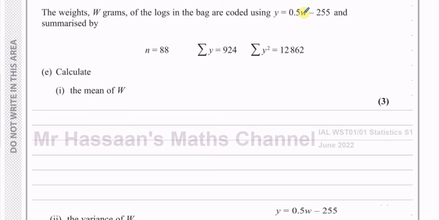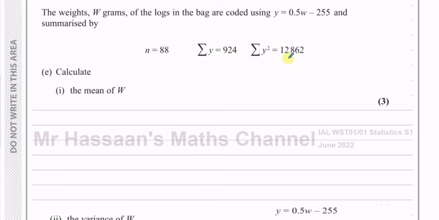and the weights are multiplied by 0.5, and then 255 is taken away from those values. So you have your W values, then you have your coded values, which are called Y, which basically whatever W was, you multiplied by 0.5 and took away 255 to give you the coded values. Then these coded values were added together, and that gave you the sum of the Y values. And then you had Y squared. So these coded Y values were squared and then added together, and that gave you the sum of Y squared. So that's the sum of Y squared, and this is the sum of Y. So we've got the summary data not for W but for the coded values, which are Y.